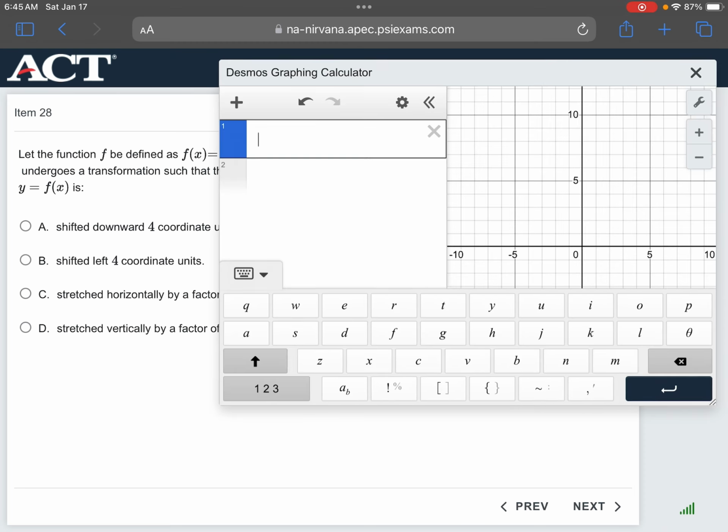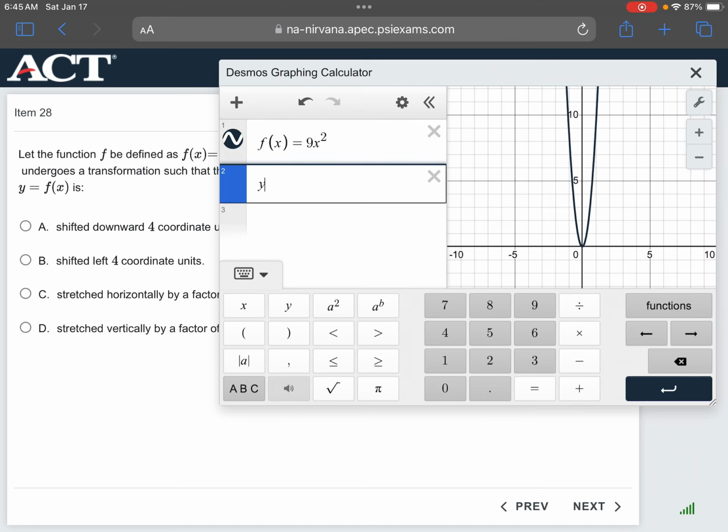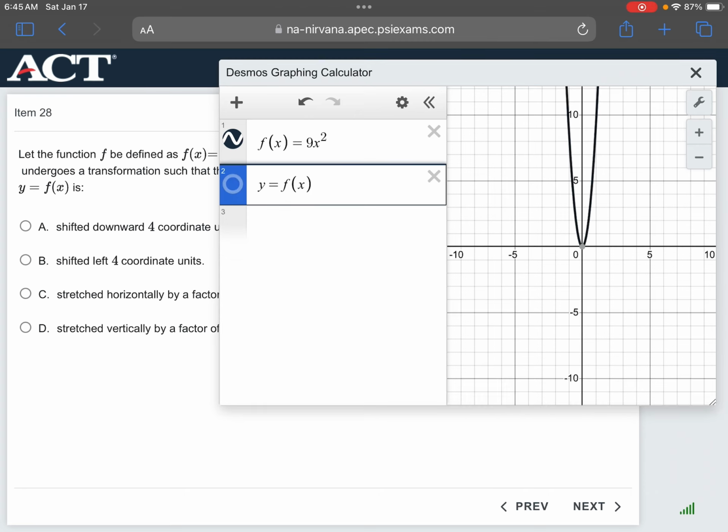It's a bit clunky to put it in because I have to go to the keyboard there, which is kind of annoying. Okay, so there's our first piece, f of x equals negative 9x squared. Then we have a new function we're calling y, but it contains that same function we started with, f of x. It made them both the same color, so let's change the colors here. There we go, red. Now we can at least see the difference.